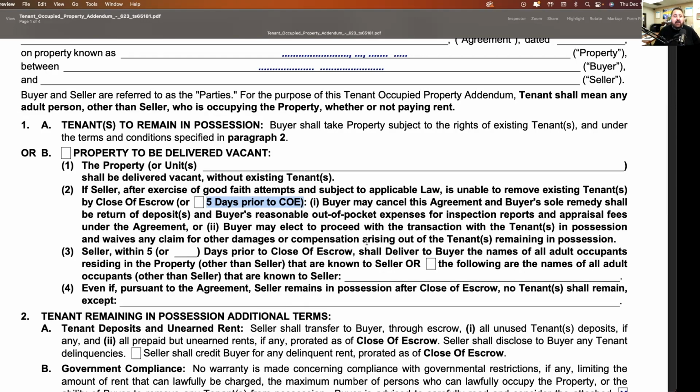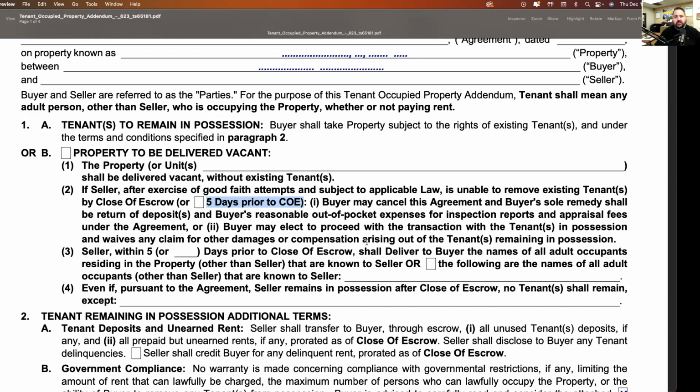Okay. Now, remember, this is all the buyer's choice. The seller can't, at 5 days prior to close of escrow, say, I couldn't evict them, I'm canceling. Mm-mm. The buyer is the only one that makes that choice, that says, I'm either going to accept it with the tenants now, or I'm going to cancel and you're going to pay me.